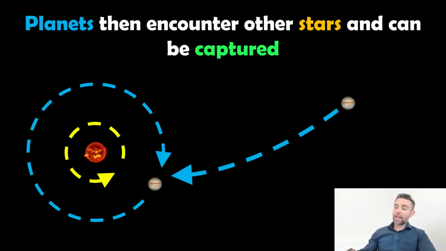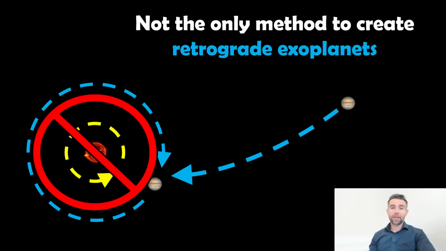And then if that planet interacts or comes close to another star system or planetary system, or even just a star, it can be captured. And again, depending on the orientation of that encounter, it can then place it onto a retrograde orbit. It can be any orientation. It doesn't have to be prograde or retrograde. It can be quite inclined, stuff like that. So that's one of the ways in which we can get a retrograde planet. But it's not the only method.